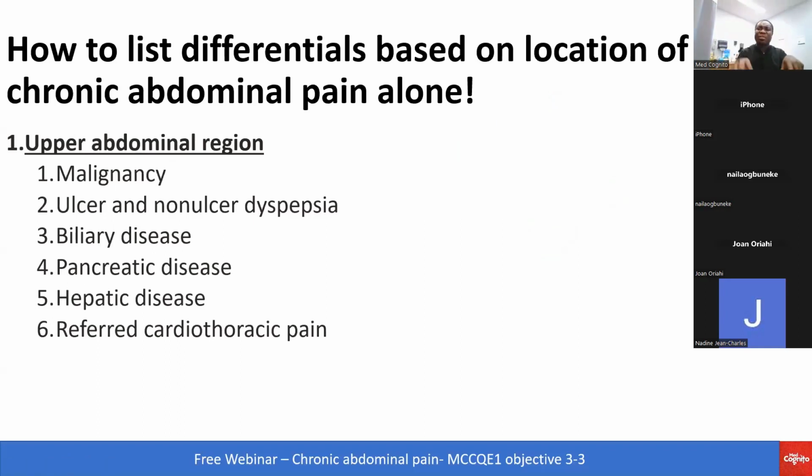how to list differentials based on location. So for example, if I state in your question stem that the 50-year-old male has chronic abdominal pain, but it's in the epigastric region. Now we are taking it to the next level. We are not just giving differentials just like that. The differentials you want to note can be, number one, malignancy. It can also be ulcer or non-peptic ulcer dyspepsia. Okay.